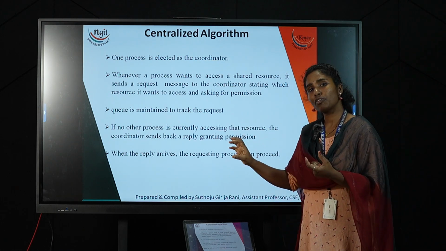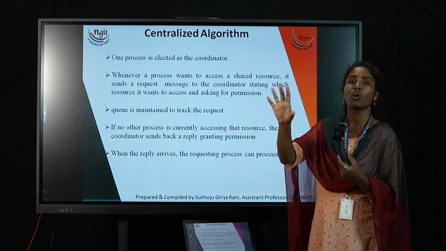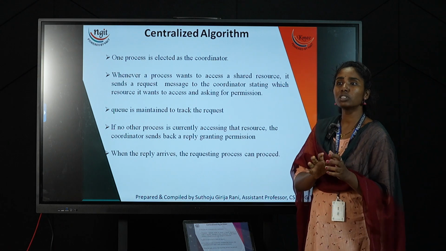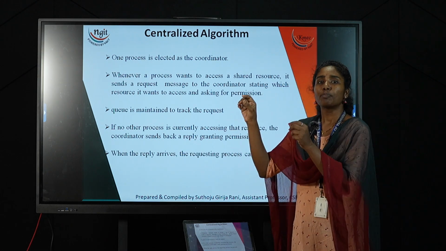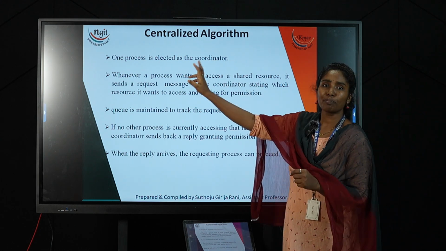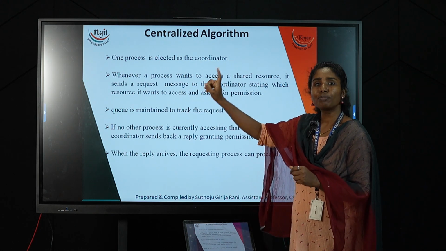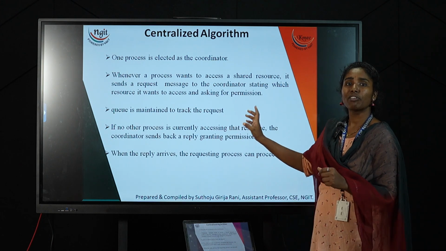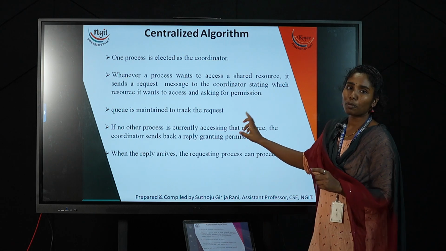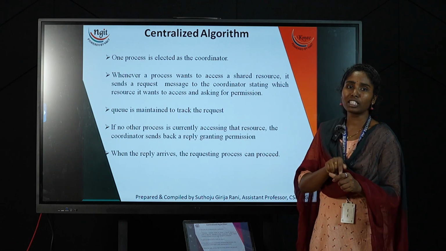Now P2 and P4 will give a request to the coordinator saying that they want the R1 resource, with the name of the resource and their process ID. P2 and P4 will be giving the request to P1. Now among those two, P1 will select one, whoever comes first by timestamp. So that particular process will get a chance to utilize the resource.